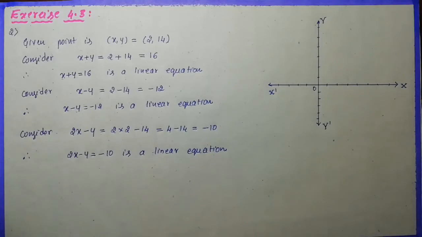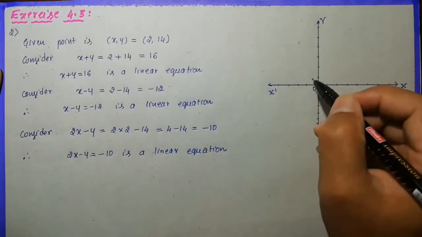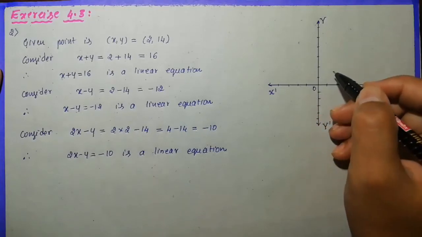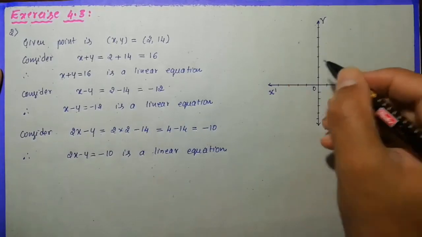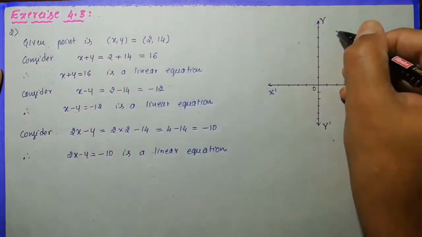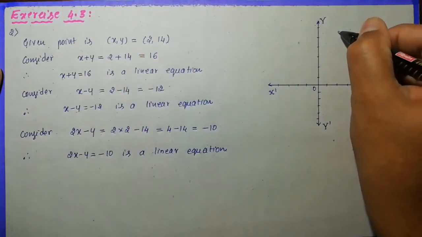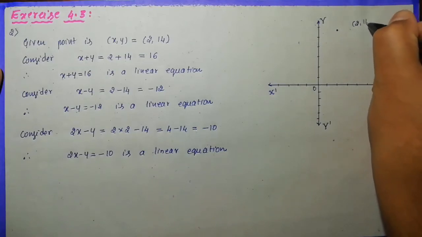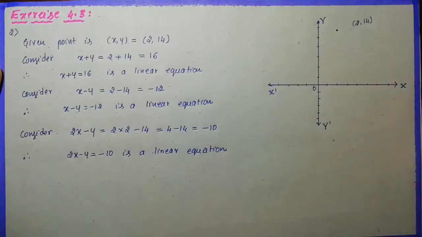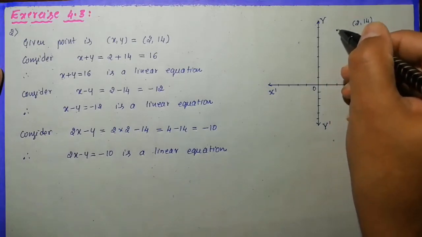Now I am going to clarify this with the graph. This is a rough diagram. If you draw a rough diagram it will be enough, there's no need to draw it on graph sheet. Now I am going to locate the point 2 comma 14, and let's imagine it will be present here. So now this is the point 2 comma 14. Now you have to understand one important thing. I'm going to draw a straight line like this.